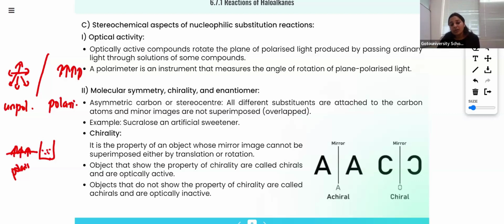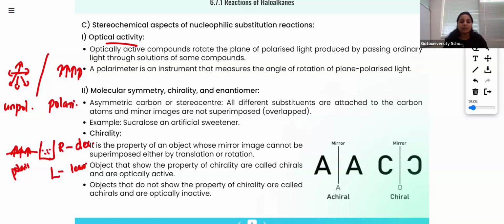If the compound is rotating the plane of polarized light into the right direction, this compound is optically active and is called a dextrorotatory compound. If the compound is rotating into the left direction, that compound is optically active, but it is called a levorotatory compound. So not only can we say the compound is optically active in nature. These dextrorotatory and levorotatory compounds are the new compounds we are getting.